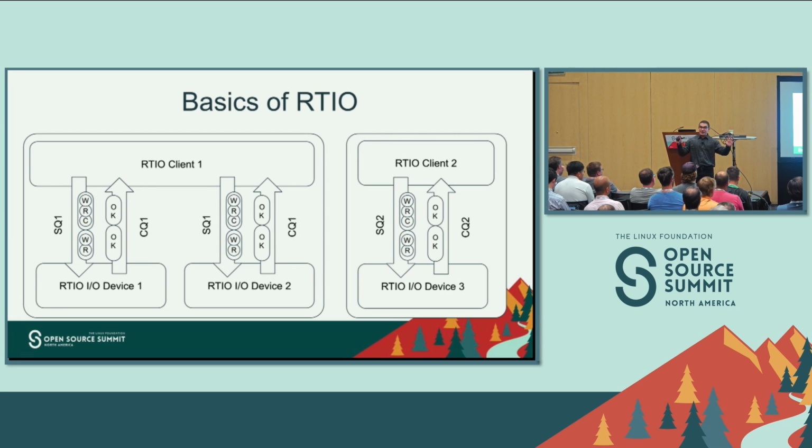You can have multiple instances. RTIO client 2 communicates with I/O device 3, whereas RTIO client 1 communicates with I/O devices 1 and 2. And it's not only a one-to-many relationship between client and I/O device. You could have one I/O device, think of it as a SPI device, that is shared between different external components, and that can still work for multiple RTIO clients. That's also possible.